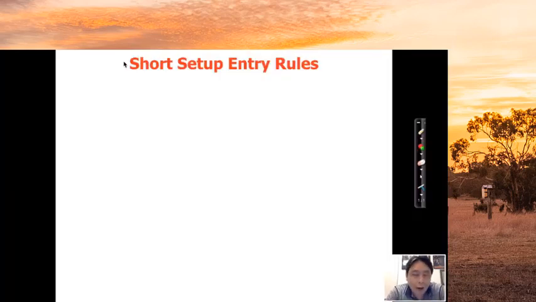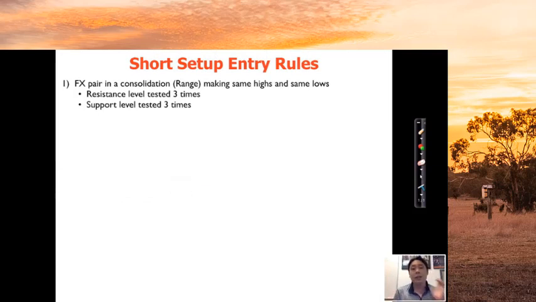Alright, so now that you're clear on how to trade the long side of the range strategy, let's look at trading the short side. The rules are pretty much the same, it's just the inverse, right? Again, the first thing is we want to see an FX pair in a consolidation, a range making same highs and same lows. Once again, resistance level tested at least 3 times, support level tested at least 3 times. So let me draw that. Again, we want to see the price was normally in a downtrend first, and then it gets stuck in this particular range.